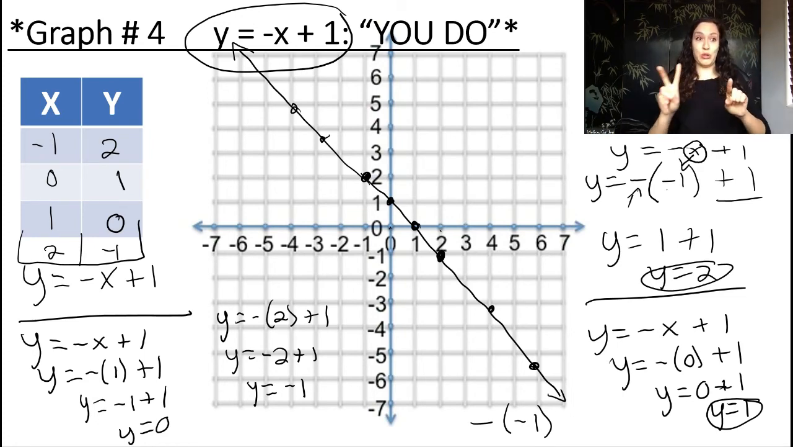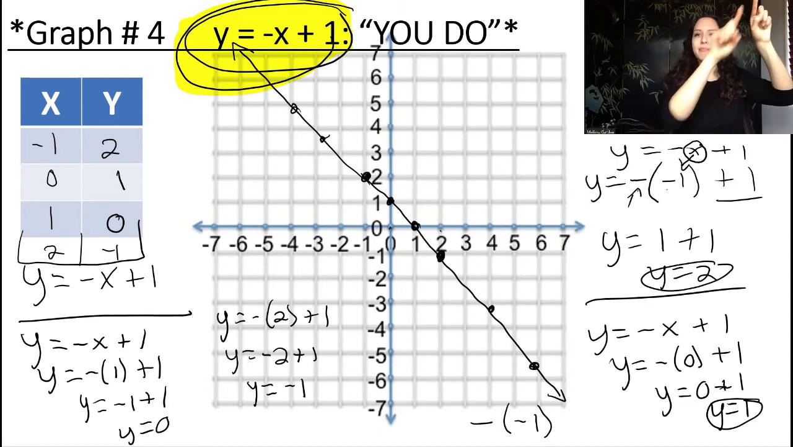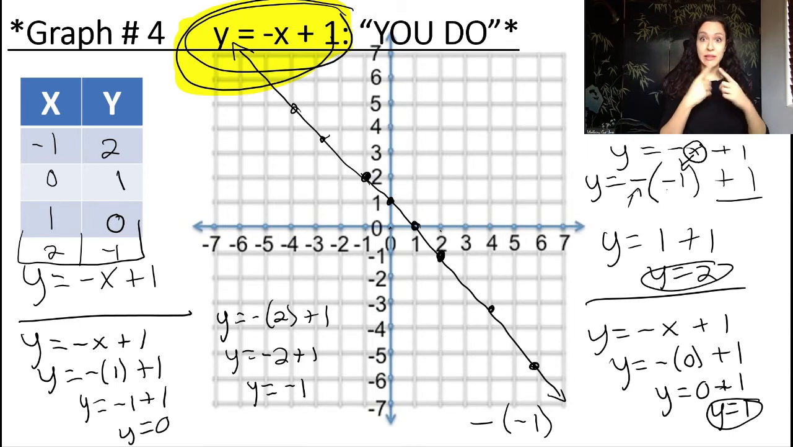So no matter which point you choose, as long as you do the math correctly, it will be somewhere on that line, because you're using that linear equation right here. You're using the line that's given to you to plug in points. So if you're doing the math correctly, it will be a point on that line.